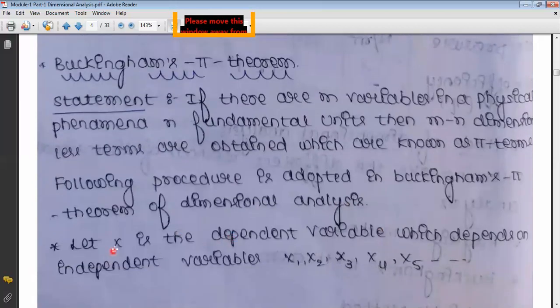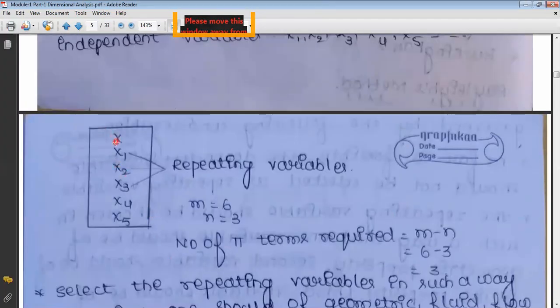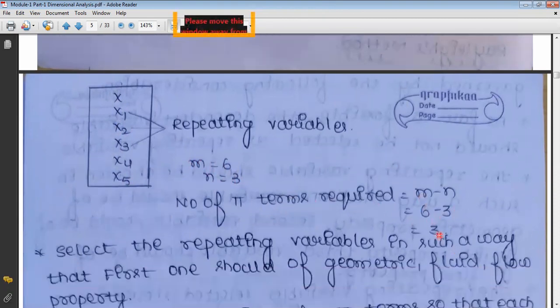Same as before, x is taken as the dependent variable, and x1, x2, x3, x4, x5 are taken as independent variables. Then you write all the variables one below the other, x, x1, x2, both independent as well as dependent. Now you count the number of variables. There are 6 variables. n is the number of fundamental units. Therefore, the number of pi terms required is m minus n, 6 minus 3, you will get 3 pi terms.